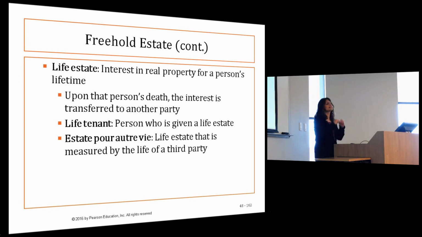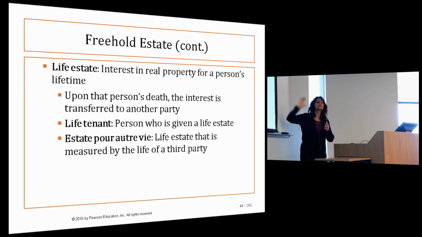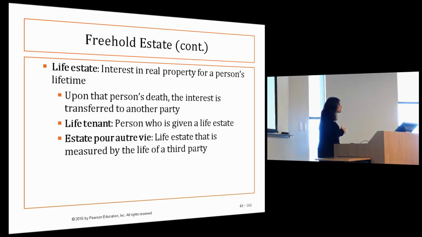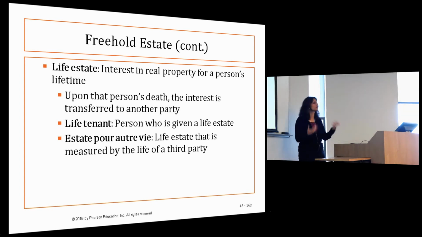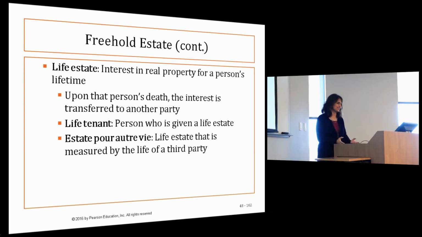Well, if you just left it outright to W, what does that mean? That means W could then leave it to her children from another marriage. You don't want that to happen. You want to take care of W during her life, but after her life, you say, no, it's going to go to my kids from my previous marriage, or it's going to go to charity, or it's going to go somewhere else, right? That is a life estate.